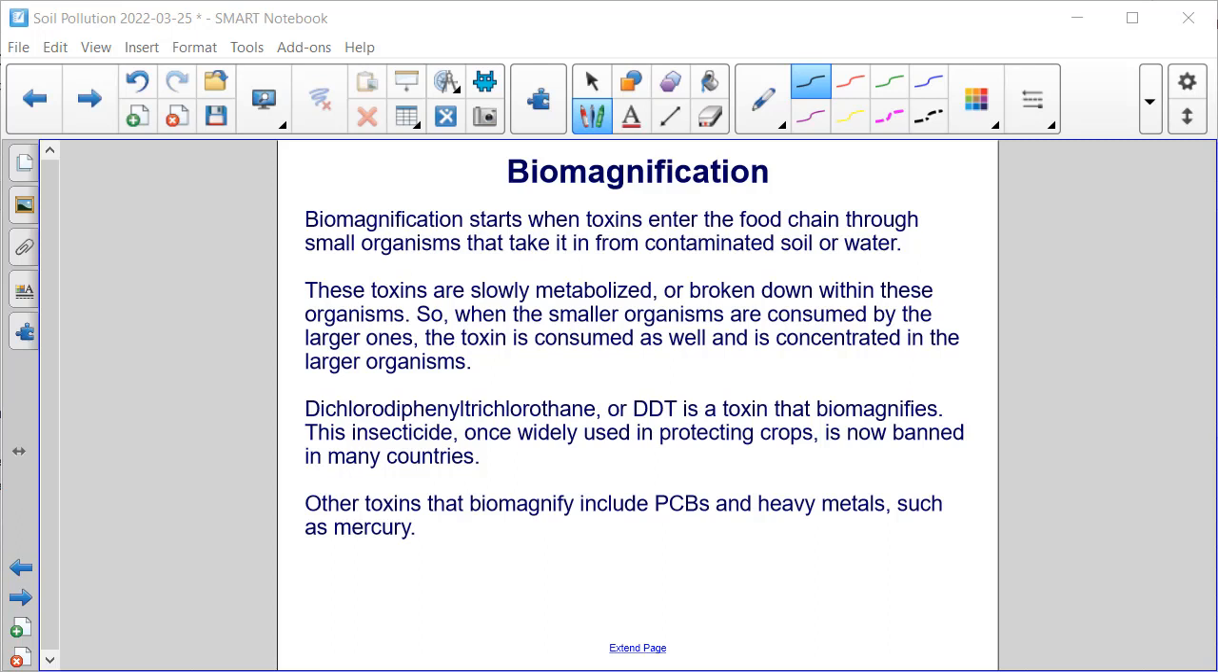Dichlorodiphenyl trichloroethane, or DDT, is a toxin that biomagnifies. This insecticide, once widely used in protecting crops, is now banned in many countries. Other toxins that biomagnify include PCBs and heavy metals such as mercury.